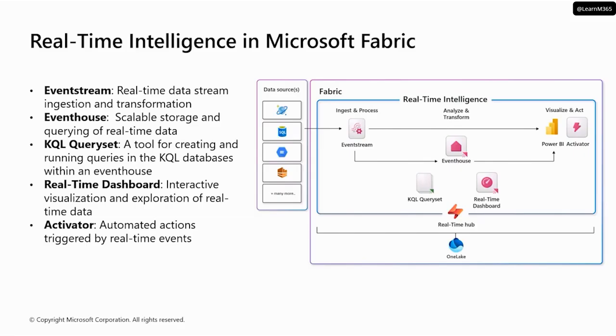Fabric's real-time intelligence provides us with an end-to-end streaming solution for real-time data analysis across the Fabric service. Real-time intelligence delivers very high performance for data of various sizes, ranging from a few gigabytes to several petabytes of data.